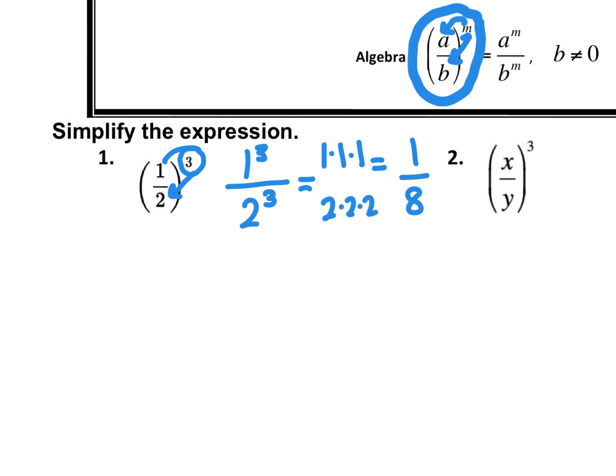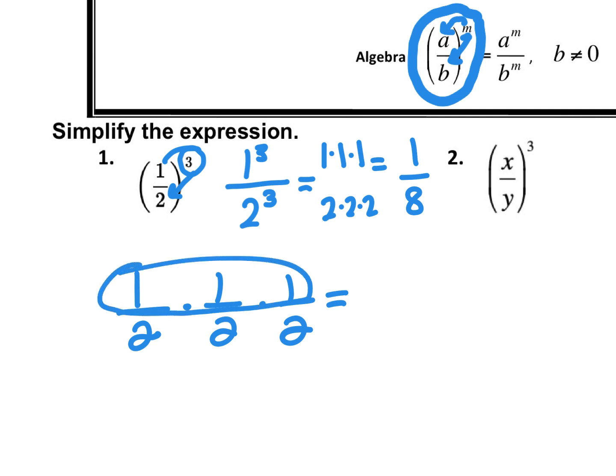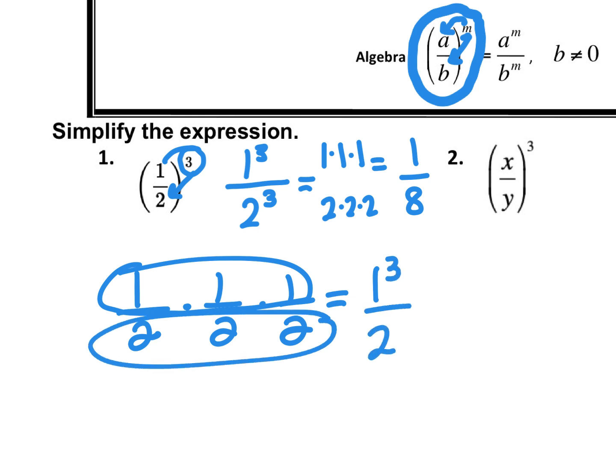The reason it works is because 1/2 to the 3rd means 1/2 times 1/2 times 1/2, and the way multiplying fractions works is you just go across the top. So 1 times 1 times 1 is 1 to the 3rd, and 2 times 2 times 2 is 2 to the 3rd. That's what's happening.